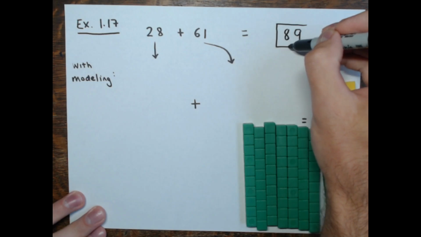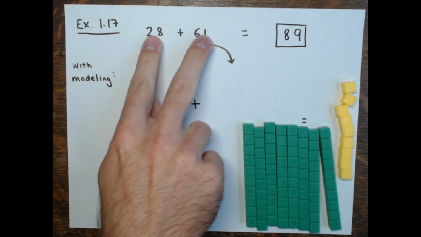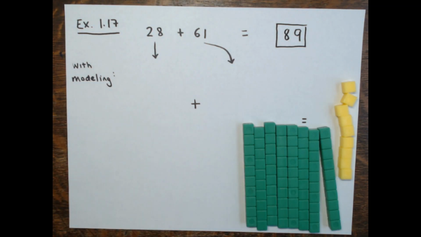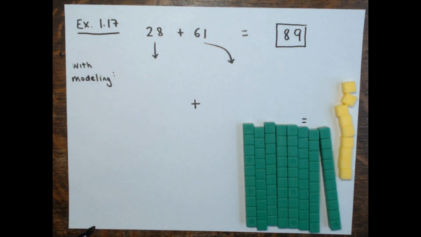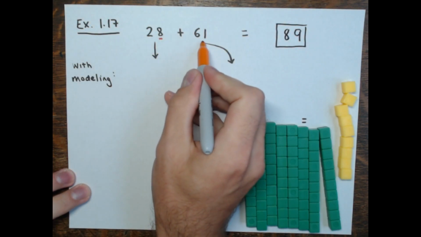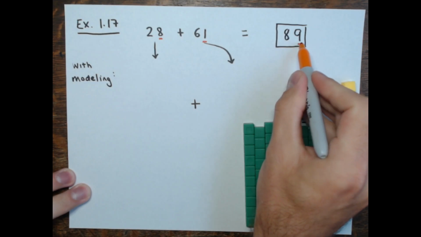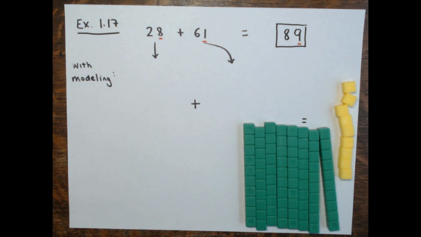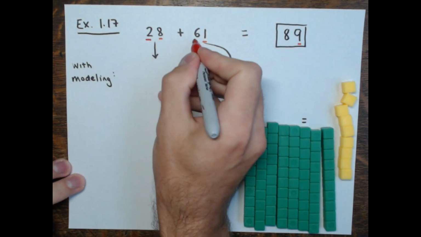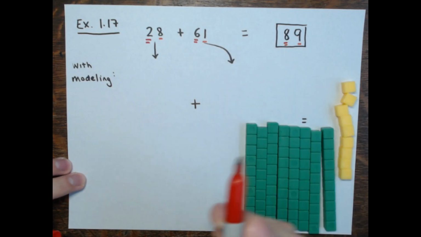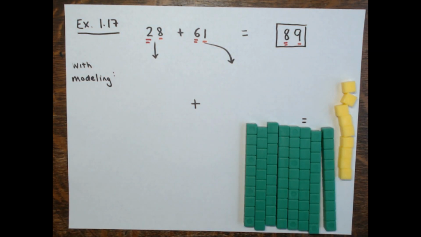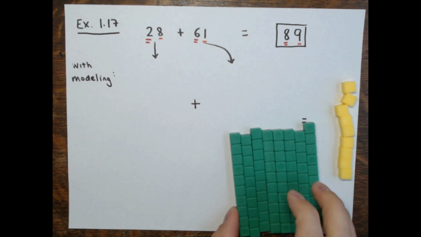So our sum, 28 plus 61, or 61 plus 28, remember that commutative property, you can switch the order, it'll be the same sum, is 89. 8 tens, 9 ones. So notice what I described was we added the ones, 8 and 1 made the 9 in the ones place, and then we added the tens, 2 and 6, which adds up to 8. So 8 in the tens place, 9 in the ones place, 89 is our sum. All right, so that was with modeling.